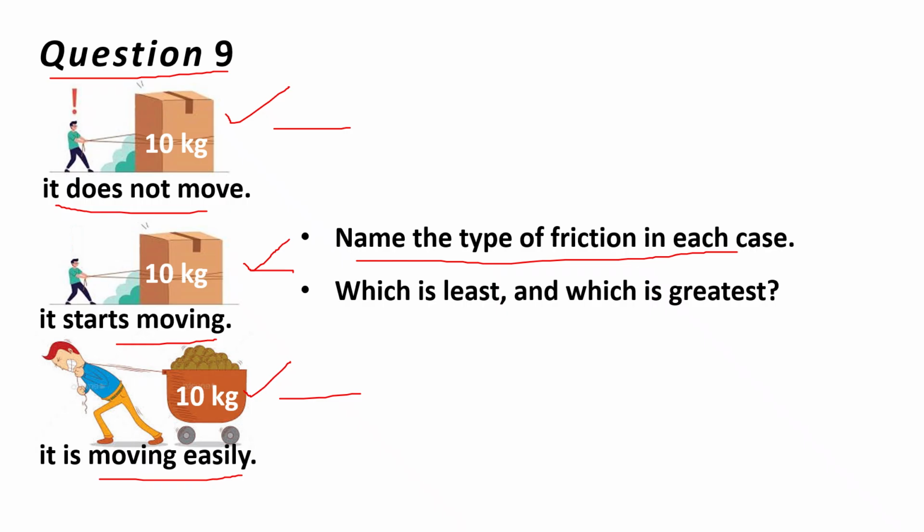And which is least and which is greatest? You name three types of friction, right? A, what type of friction here? B, what type of friction here? And C, what type of friction here? Then say which is least and which is greatest, and the type of friction in each case. That is question number 9. So pause the video now to write the answer.